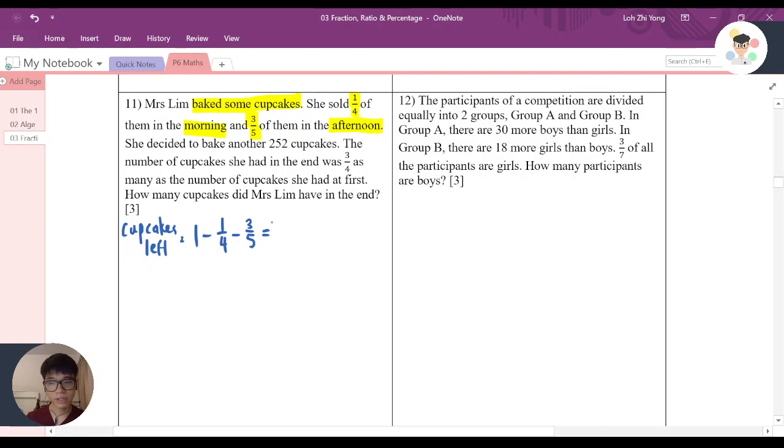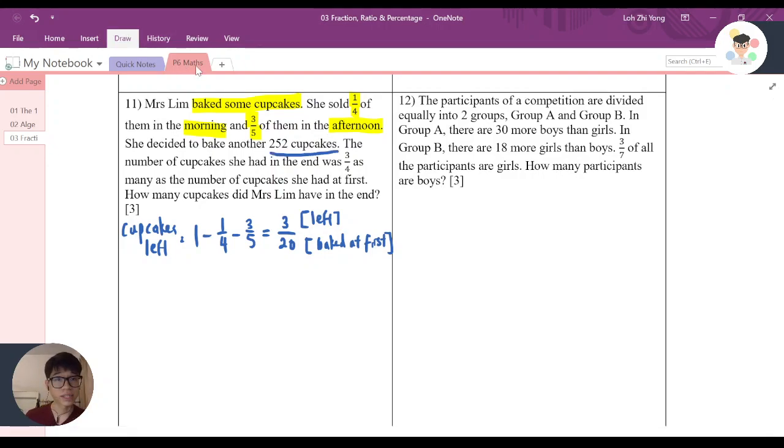So when I work this out, I know that it will leave 3/20. So 3 basically is the leftover, and 20 basically is how many she baked at first. Out of 20 units, only 3 units are left. Now, she decided to bake 252 cupcakes. Let's just leave that for a moment.